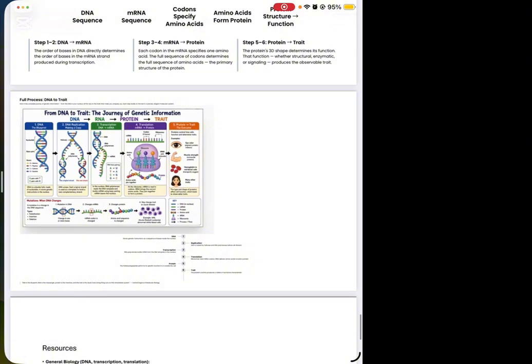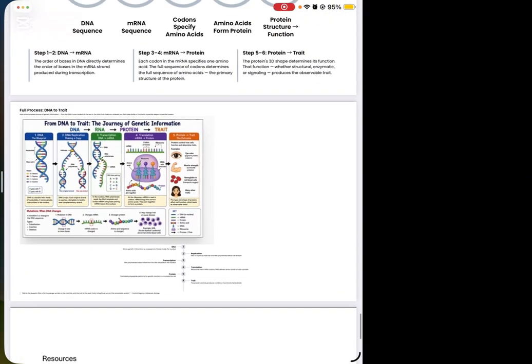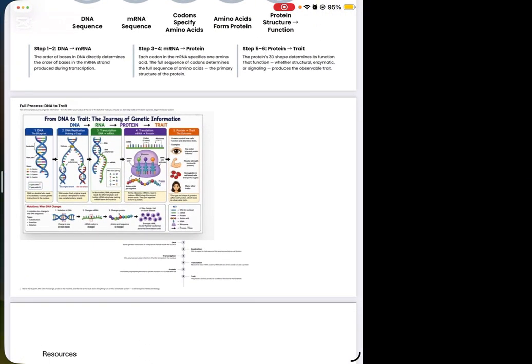In conclusion, genetic information flows from DNA to proteins through transcription and translation, and this process determines traits in living organisms.